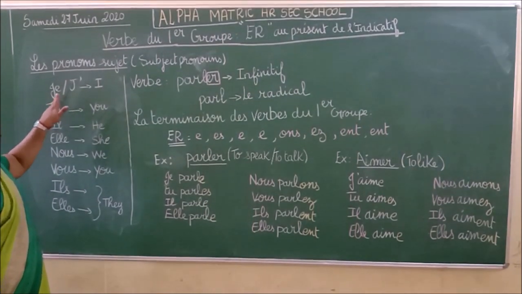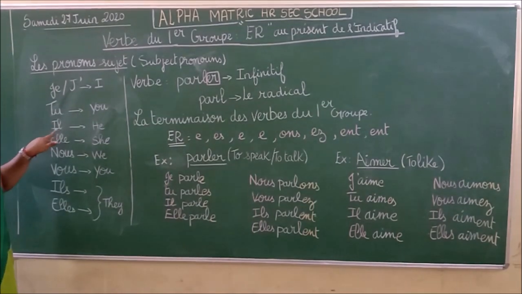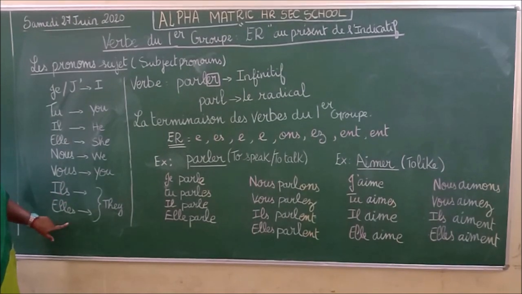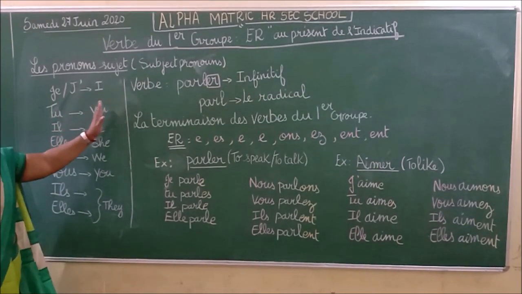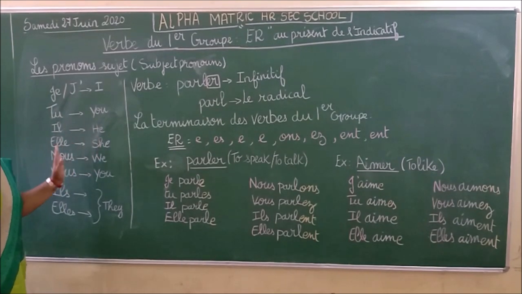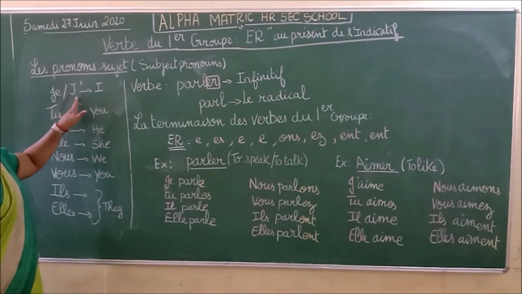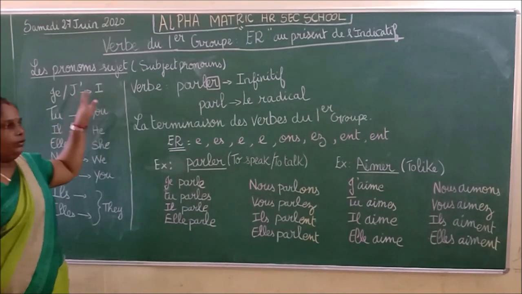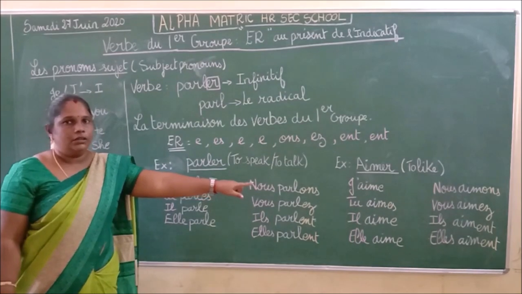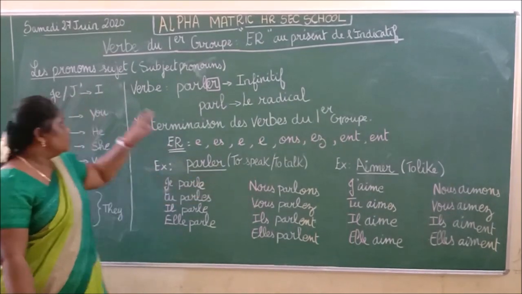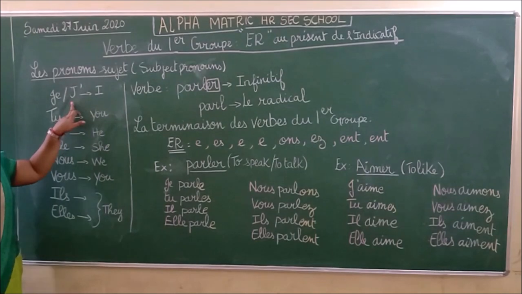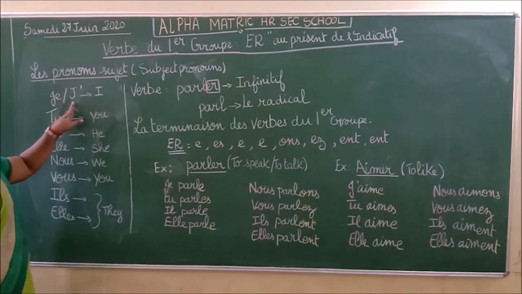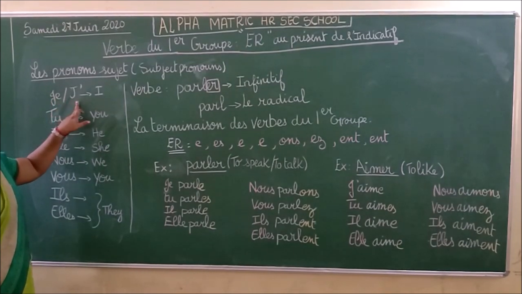So, je, tu, il, elle, nous, vous, ils, elles. I have given the English translation for each subject pronoun. So, je, why did I put J apostrophe here? It is because, for example, a verb can start with a vowel. So for that, we are going to put J apostrophe. So je cannot be placed before a vowel. So I have written je and J apostrophe together.